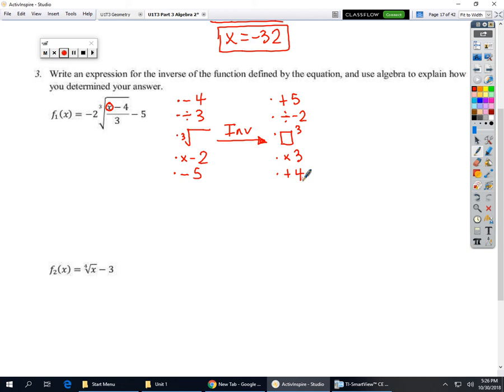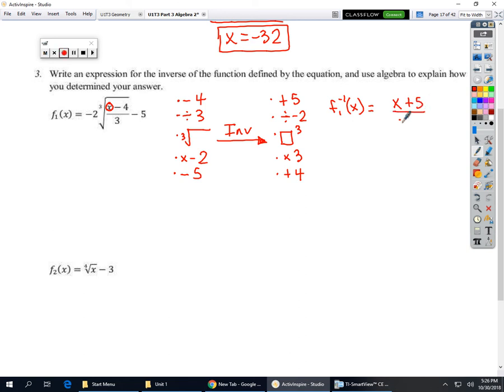When a problem gets this complicated, keeping your information nice and organized is the best way. Remember, this function is called f sub 1 of x. So we put f sub 1 inverse of x. There's a lot of weird little things going on here, so give yourself a space. Start with the x. Don't put it right next to the equal sign. First thing I do, add 5.